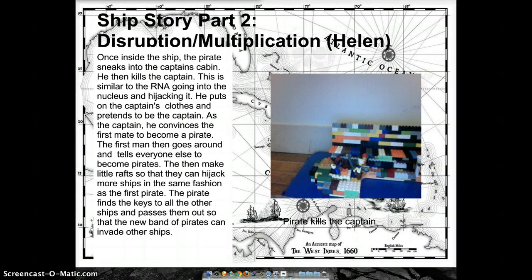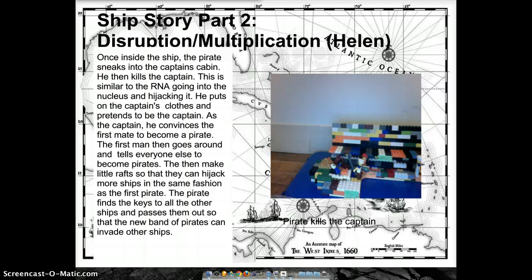Ship story part 2, disruption and multiplication. Once inside the ship, the pirate sneaks into the captain's cabin. He then kills the captain. This is similar to the RNA going into the nucleus and hijacking it. He puts on the captain's clothes and pretends to be the captain. As the captain, he convinces the first mate to become a pirate. The first mate then goes around and tells everyone else to become pirates. Then they make little rafts so that they can hijack more ships in the same fashion as the first pirate.